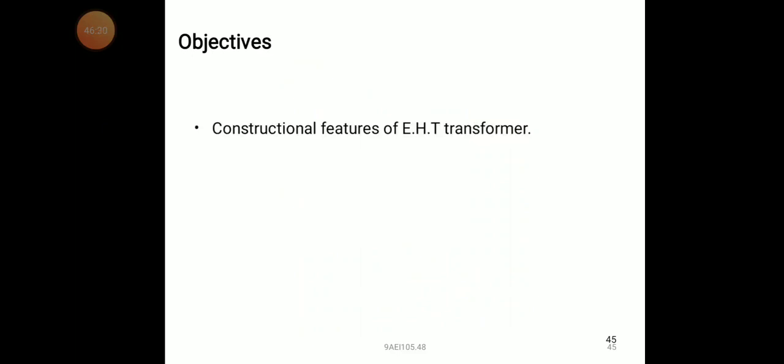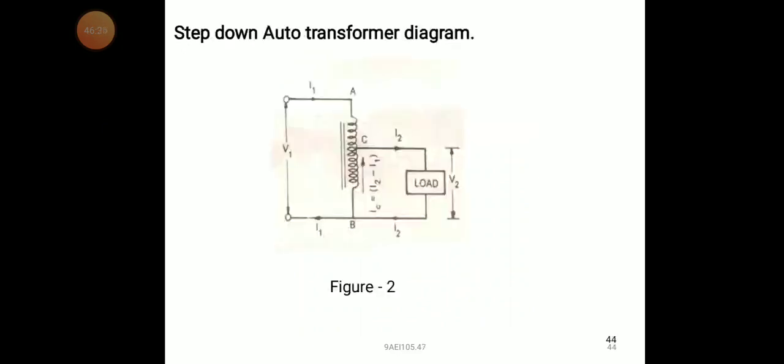In the step down transformer diagram, you can see that the total winding is taken as the input supply, and some part of the turns is used for connecting the load. That is the step down auto transformer diagram.